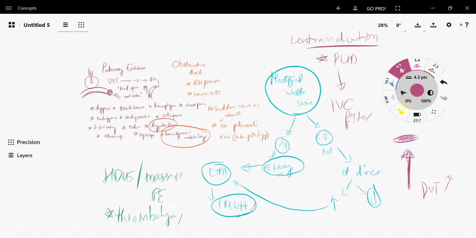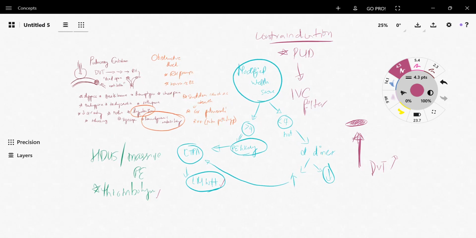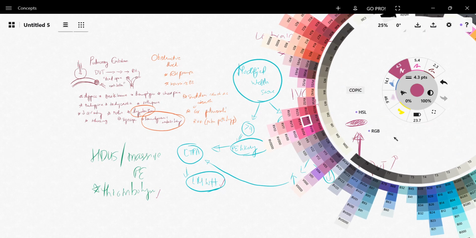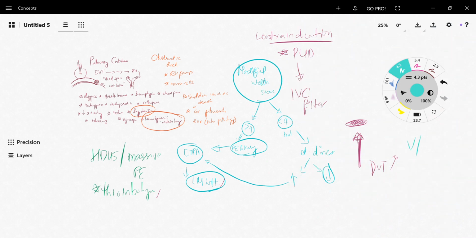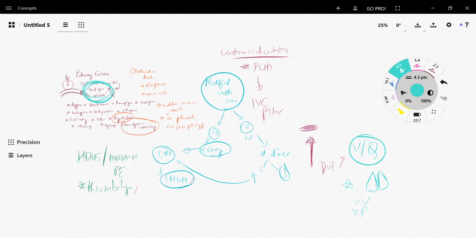Now we can talk about the VQ scan. We didn't talk about the VQ scan because we talked about what to immediately do when a patient comes in with the PE, but we can talk about it because that is something that can be tested on the boards. So with the VQ scan, you're inhaling and injecting a radiotracer and you're trying to see the ventilation and perfusion. And like I said before, this is what is called dead space ventilation. So what you're going to see is that ventilation is fine, perfusion is bad in case of a pulmonary embolus.